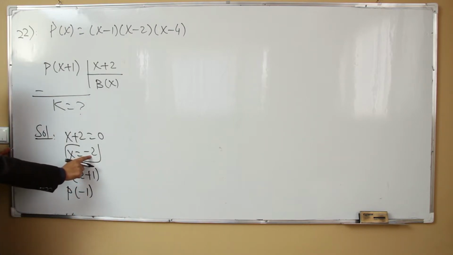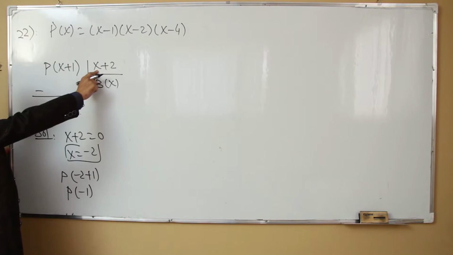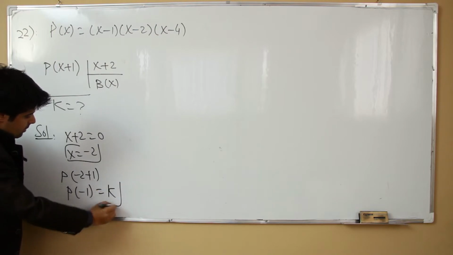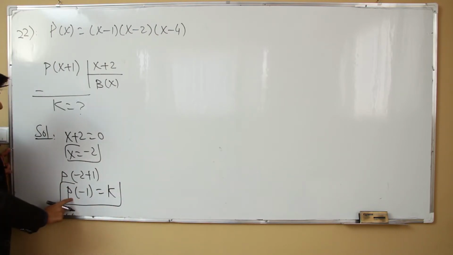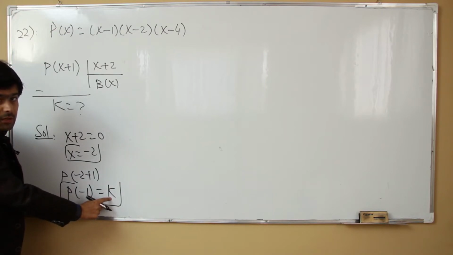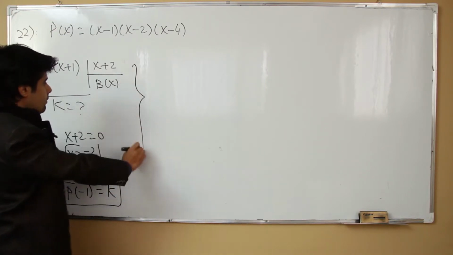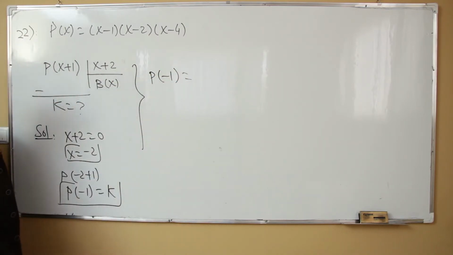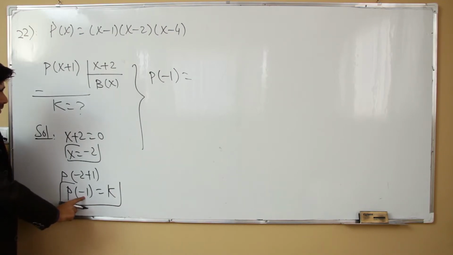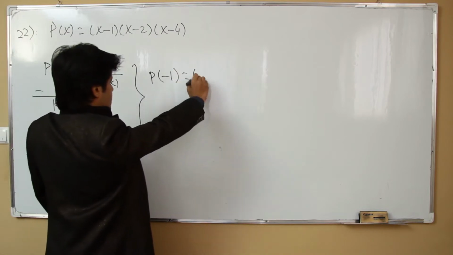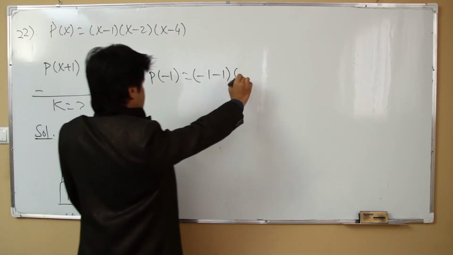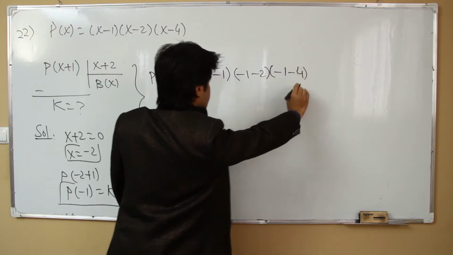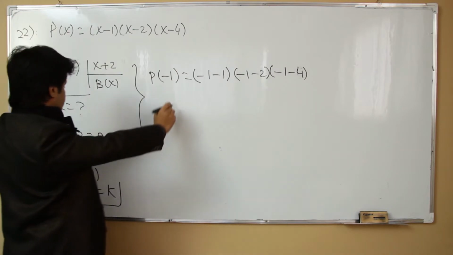Putting the zero of the divisor in the polynomial is called the remainder. So this is the remainder. Now if you find p of minus 1, then that is the remainder that you want to search for. So we have here px. Instead of x you have to put minus 1. Why? Because we want to find p of minus 1, and that p of minus 1 is k. Instead of x minus 1, minus 1. Instead of x minus 1, minus 2, minus 1, minus 4. This p of minus 1 is k.